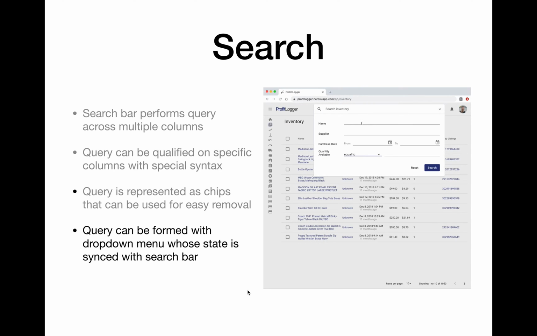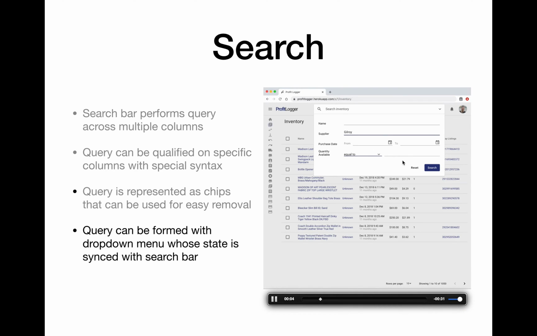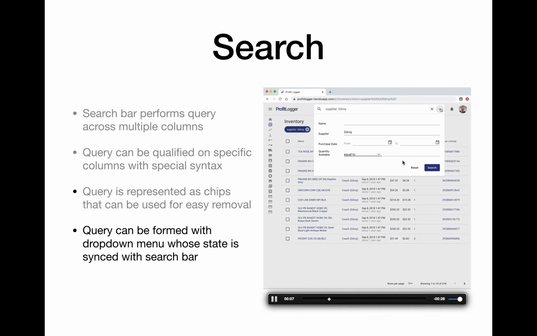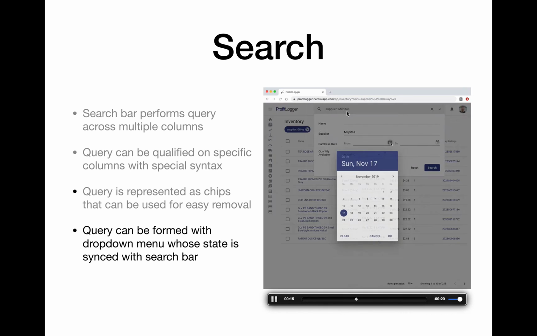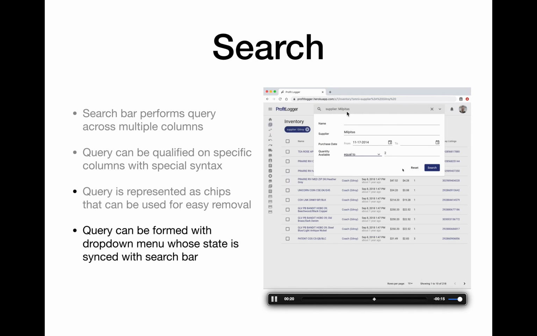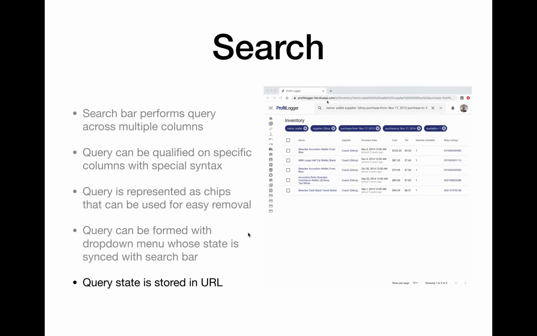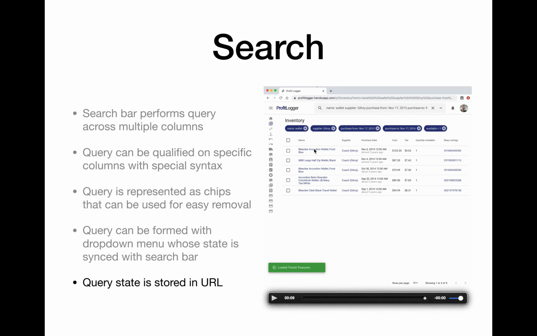The query can also be formed using a drop-down menu, as you can see, and this drop-down menu's state is synced with the search bar. This just provides a user-friendly way for the user to form the query syntax. Lastly, the query state is stored in the URL, and this obviously allows the user to save the URL, share it with someone, and as you can see when you refresh the page, the state is loaded from the URL.